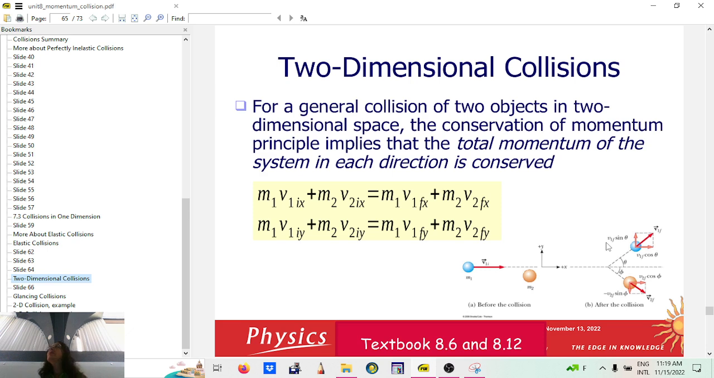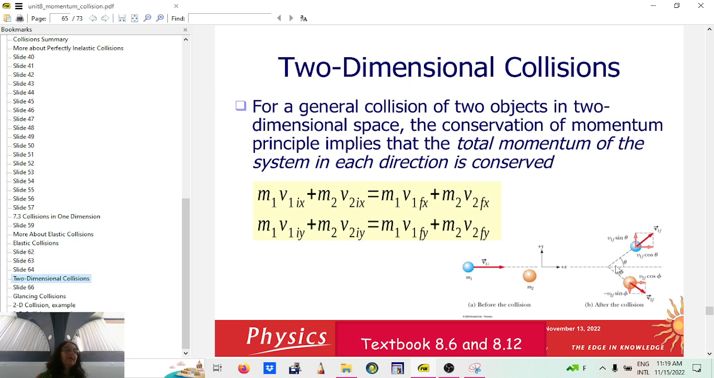But that's fine because you have your TI. So how do we solve a 2D problem? All you have to do is, like we did for projectile motion, you do two columns, one for the X component, one for the Y component. So momentum before along the X equals momentum after along the X. Is that clear? So in that case, you see, do you have anything happening along the Y before? No. So we can say that before here, the total momentum along the y-axis equals 0.